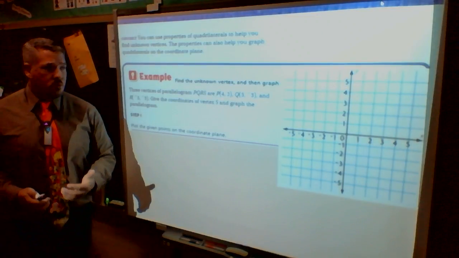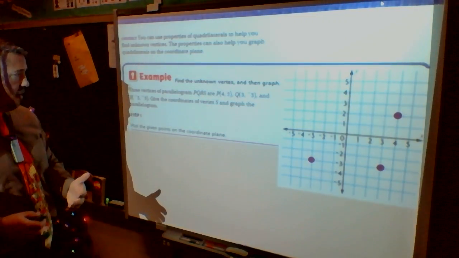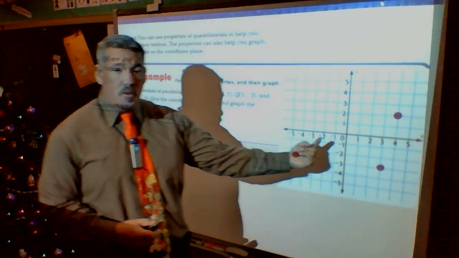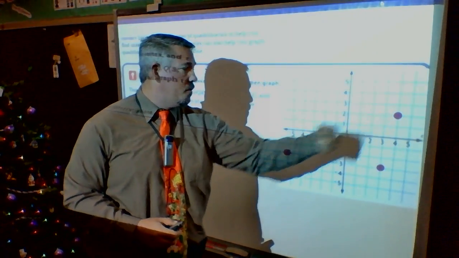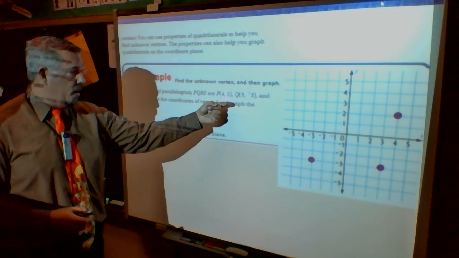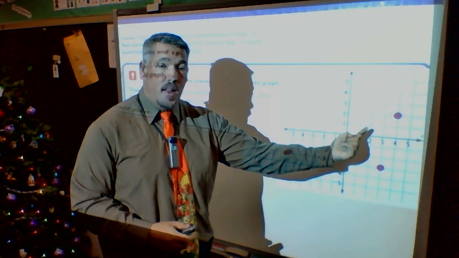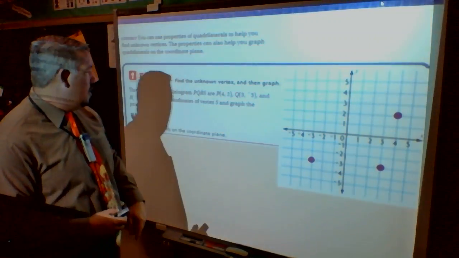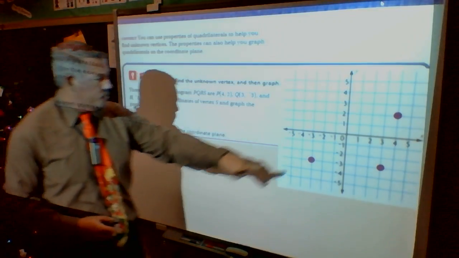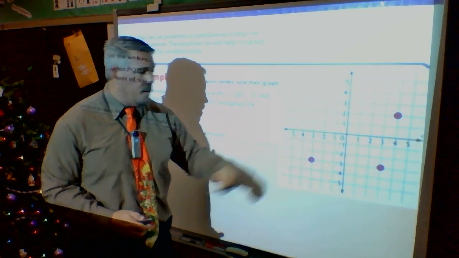So the first thing I have to do is start graphing the points they give me. I have P, which is positive 4, positive 2. So I have to go forward 4 and up 2. And then Q is positive 3, negative 3. So I have to go forward 3 and down 3. And then for R, it's negative 3, negative 3. So I have to go backwards 3 and down 3.